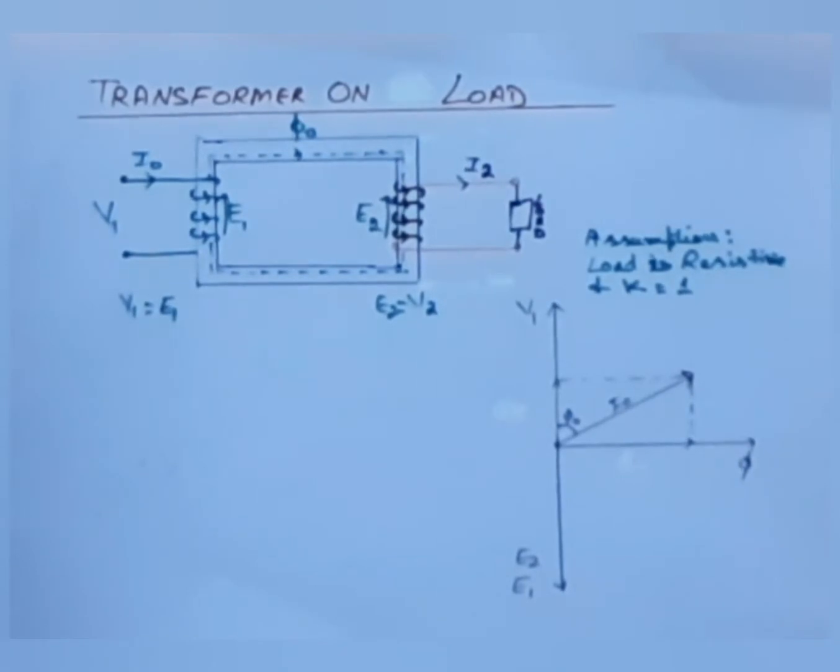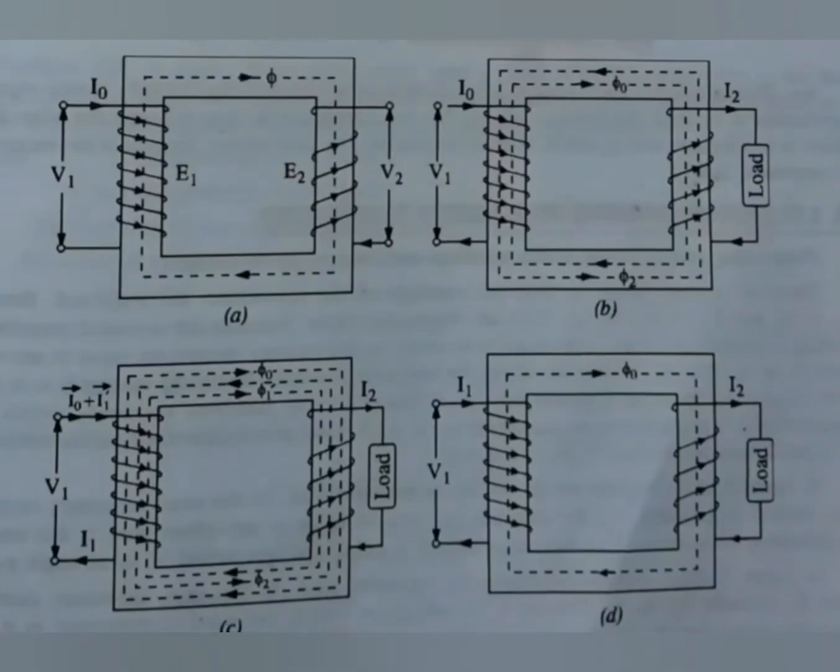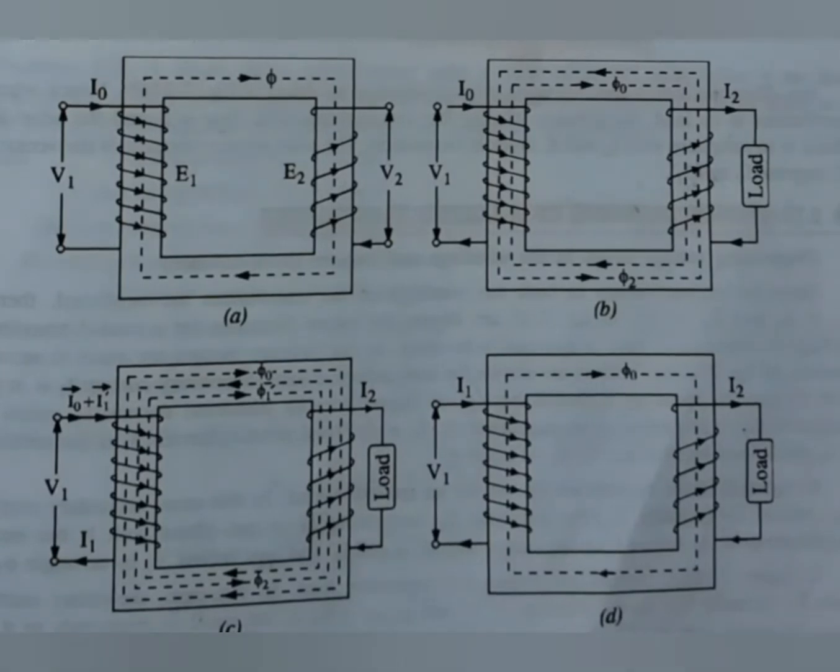Now we have loaded the secondary of the transformer, and due to this there will be current I2 in the secondary. Here we are assuming that the load is a resistive load and the transformation ratio is unity. So I will start this video in steps.